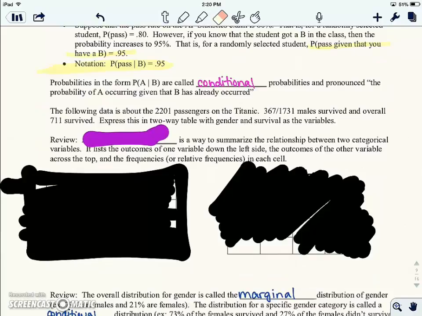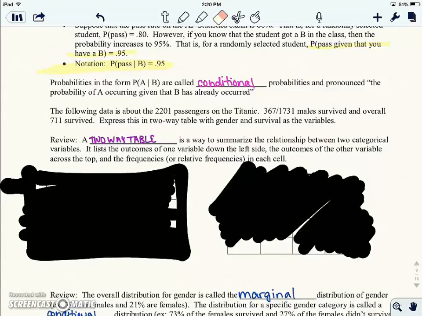The following data is about the 2,201 passengers on the Titanic. We talked about it in Chapter 1. Of those passengers, 367 males survived out of a total of 1,731 males. And overall, 711 people survived total. We could put this in a two-way table with gender and survival as the variables, which is what we did in Unit 1.